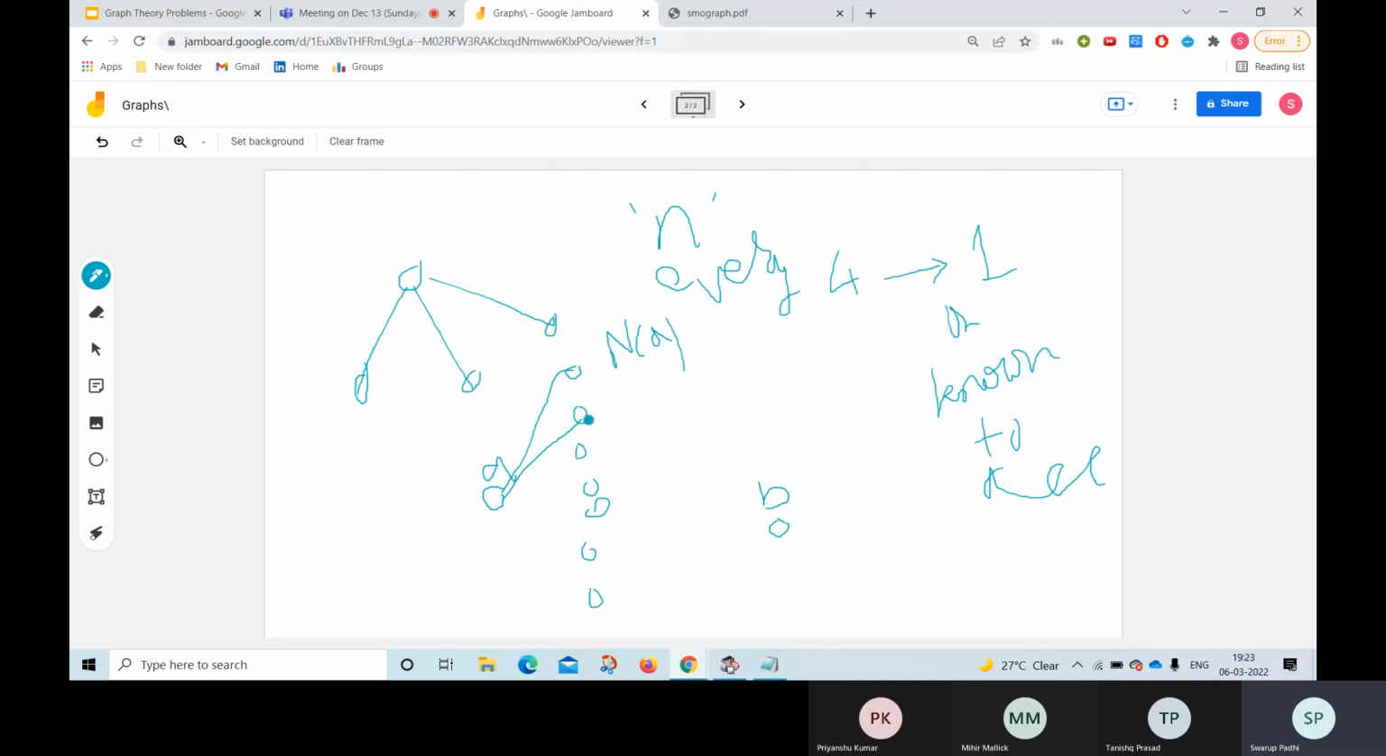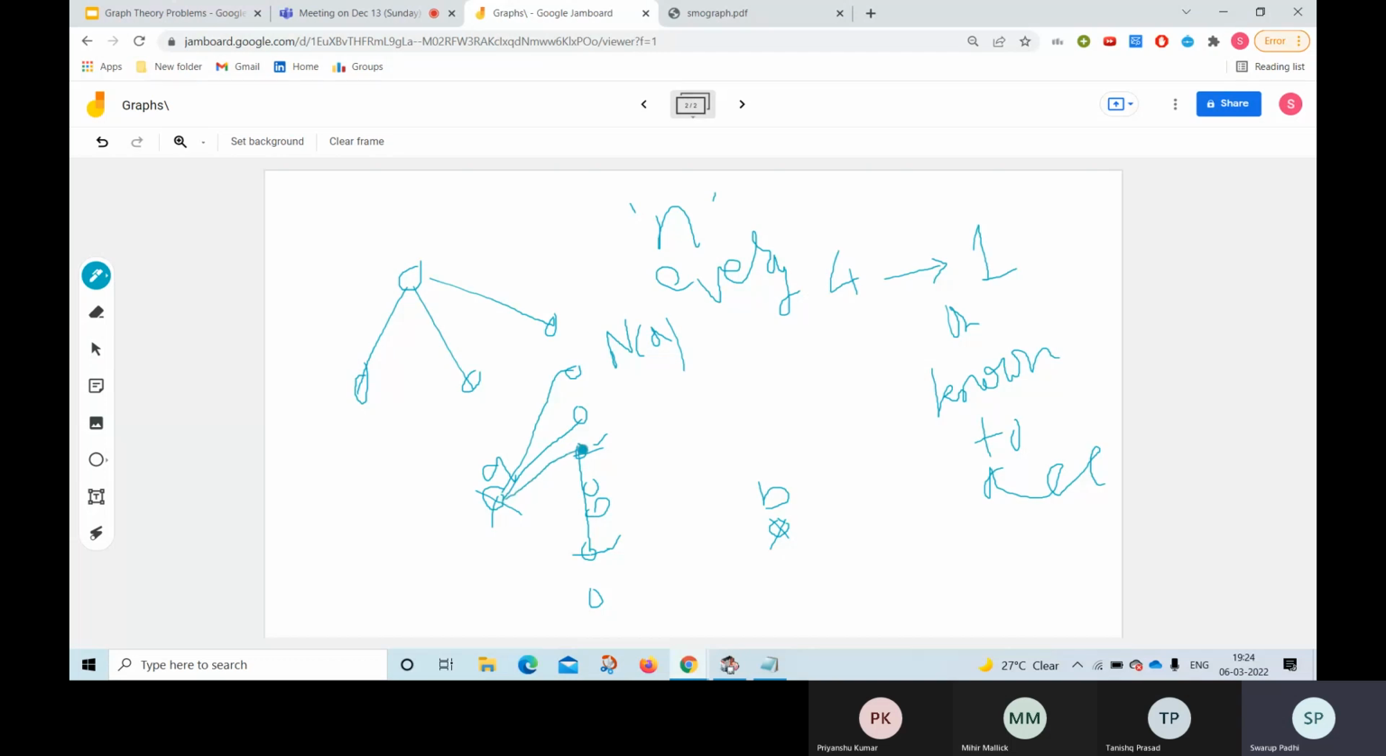And suppose I consider any two vertices, this and this. We know that among these four vertices, there has to be one vertex which is connected to all the other three. A and B cannot be that vertex, because A and B are not connected to each other. A is not known to B and neither is B known to A. So it can only be among these two. For that, these two vertices have to be connected to each other. Otherwise, there cannot be a vertex which knows all three.